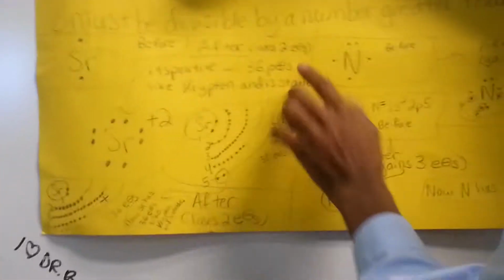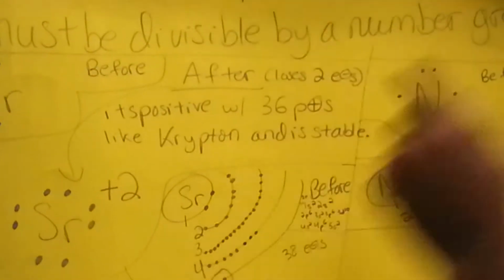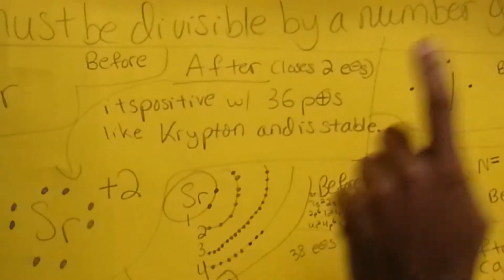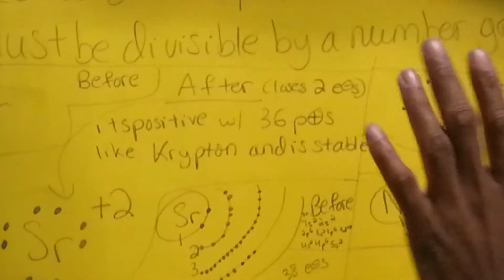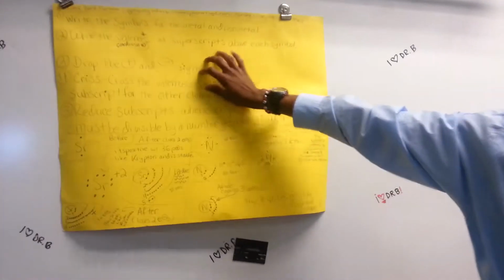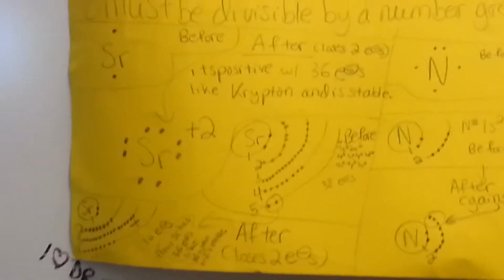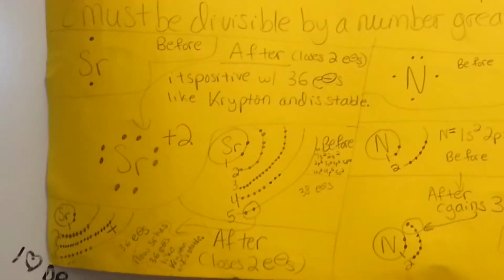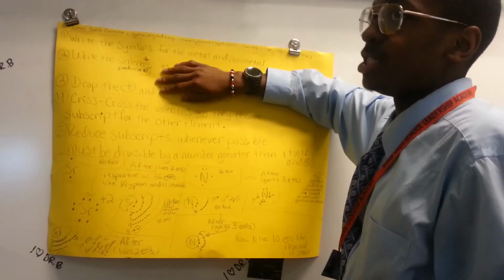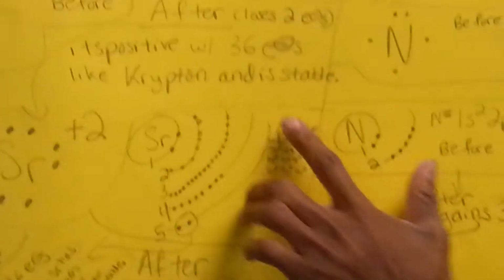Now, after it loses 2 electrons, it becomes positive with 36 electrons, like krypton, and it is also stable. You cannot give people the wrong information. After it loses 2 electrons, it is now positive because it has 38 protons and 36 electrons. Its protons outweigh the electrons by 2. It has 36 electrons, just like krypton, and it's stable because now it has 8 electrons in its outermost energy level.